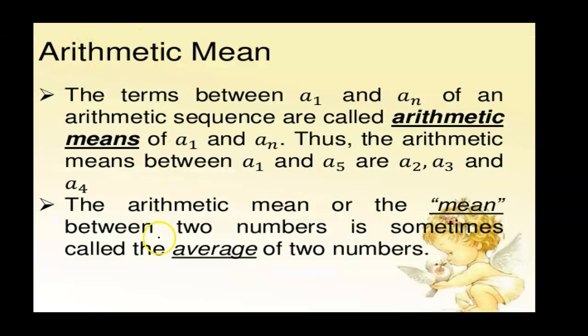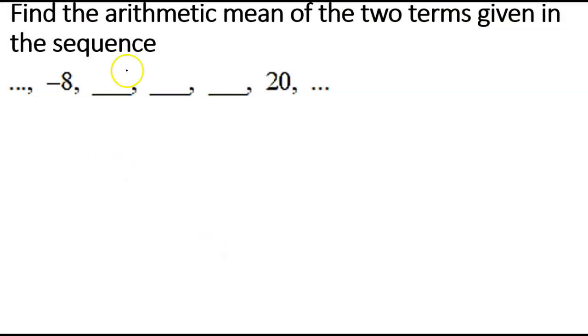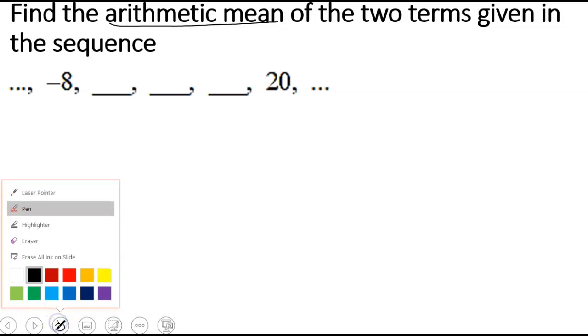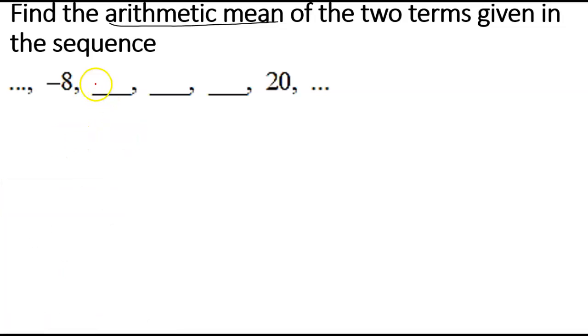Now, the arithmetic mean again is like finding the average, but not the average of just adding them and dividing by how many there are. It's finding all the missing terms in a sequence, like here. So if we are asked to find the arithmetic means between -8 and 20, those are the two terms we know right now in the sequence. -8 is not the first term, of course; we can see the dots in front. We don't even know which term they are. We just know 3 terms are missing in between them.